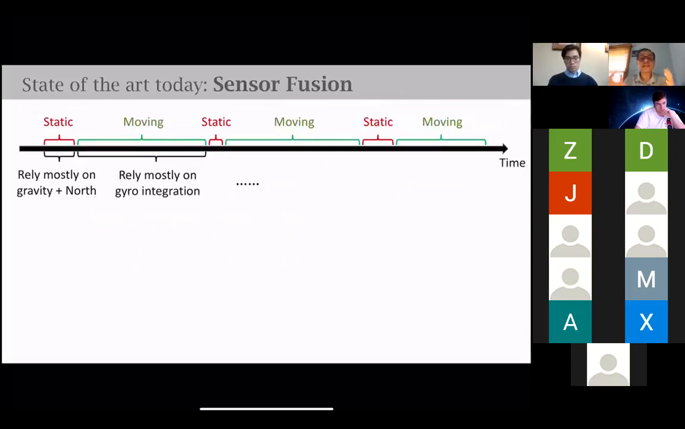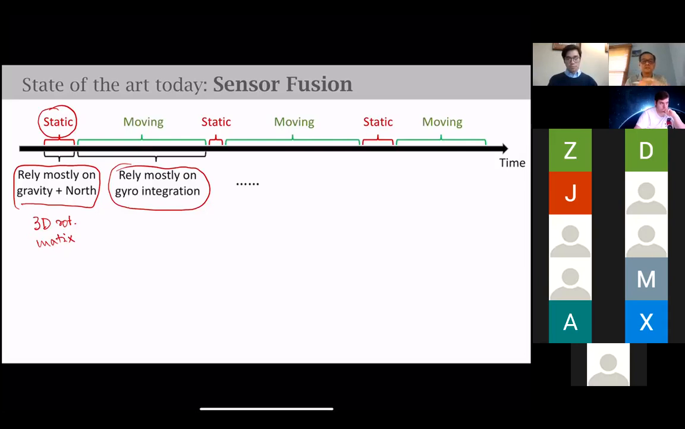Okay. So what state-of-the-art sensor fusion does is the following. They say, I would somehow guess when the object is static. I would rely on gravity and north to figure out the 3D rotation matrix during that static time. And then when the object is moving, I'm going to rely on the gyroscope. And again, when I figure out that the object is static, I'm going to go back to gravity and north. And I'm going to keep doing this. Does that make sense?